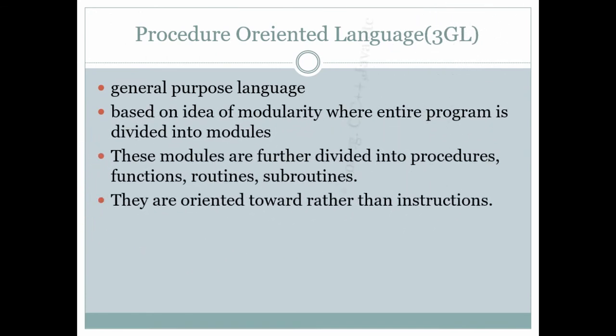What is procedure oriented language, 3GL? It is a general purpose language. Procedure oriented languages are based on the idea of modularity, where the entire program is divided into modules. These modules are further divided into procedures, functions, routines and subroutines. They are oriented toward procedures rather than instructions. They are procedure oriented. For example, C, C++, Java, they are all procedure oriented languages.